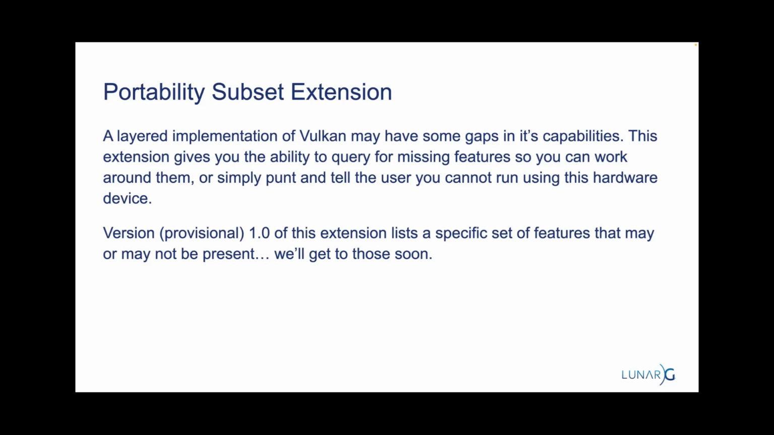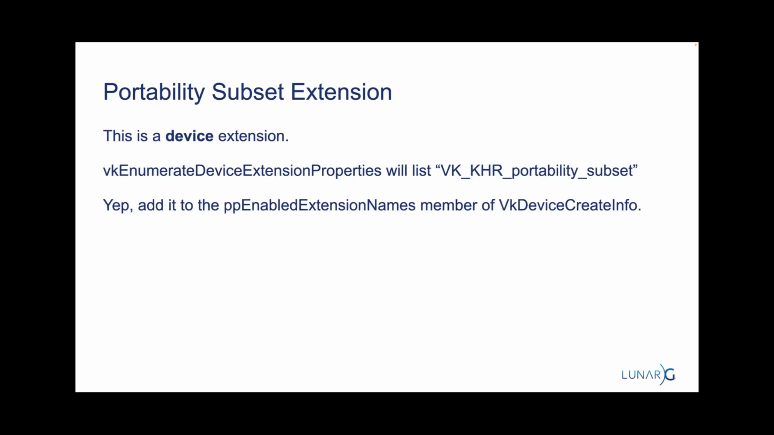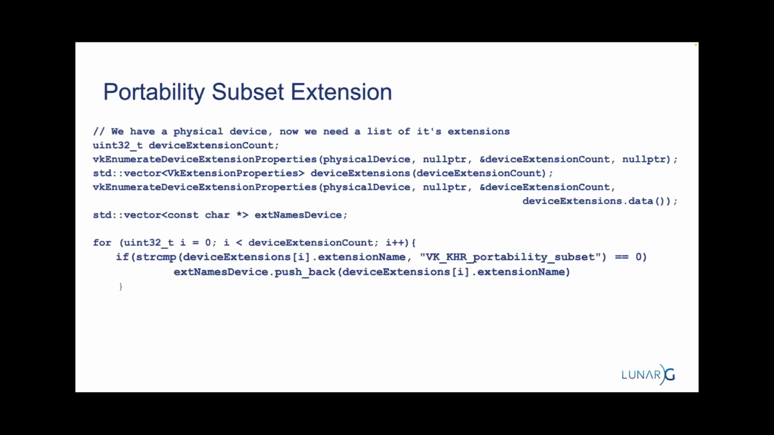And so this list of features may vary depending on the device. And so you might want to set your code up to query both of those devices. But I'm going to show you how to query a device and get that list of features back out using this portability extension. It is a device extension. When you call enumerate device extension properties, you're going to be looking for this KHR portability subset. And you're going to need to add that to your list of extensions when you create your device.